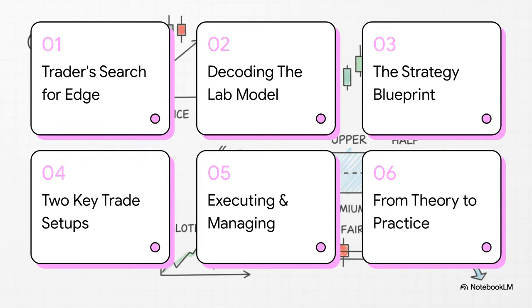All right, let's jump right in. Here's what we're going to cover. We'll start with why a trader needs an edge in the first place. Then we'll decode what makes this lab model tick. From there, we'll get into the actual blueprint, the two main trade setups, how to manage them, and finally, how to take all this theory and actually put it into practice.